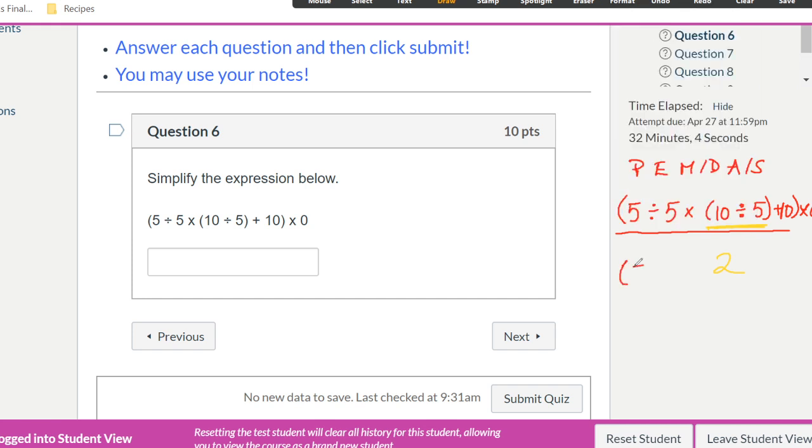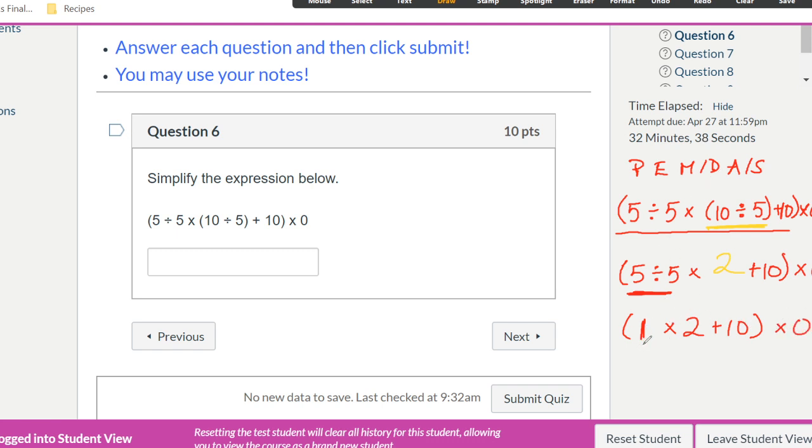So that's going to leave us with 5 divided by 5 times 2 plus 10 times 0. Now we solve the parentheses part again. Inside this parentheses, there's no parentheses, there's no exponents, there is multiplication slash division. The division shows up first, so we would do that first. 5 divided by 5 is 1 times 2 plus 10. That's still inside those parentheses, so we're still solving in the parentheses.